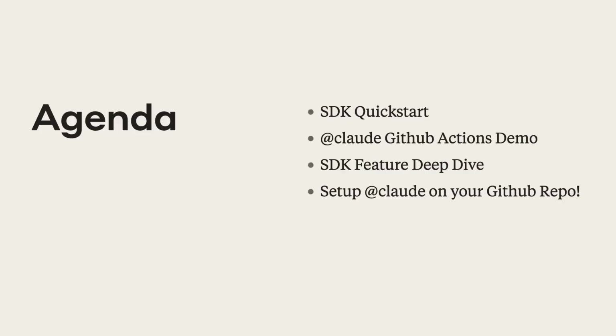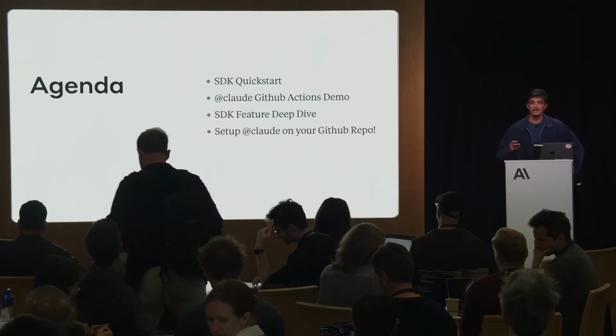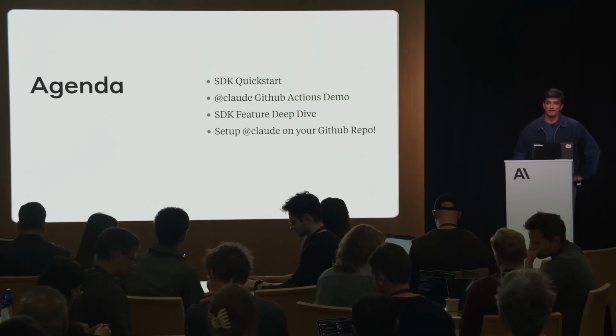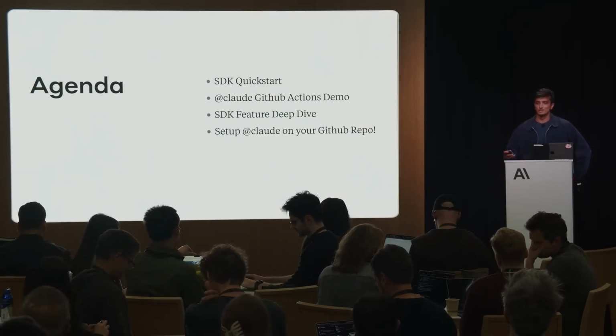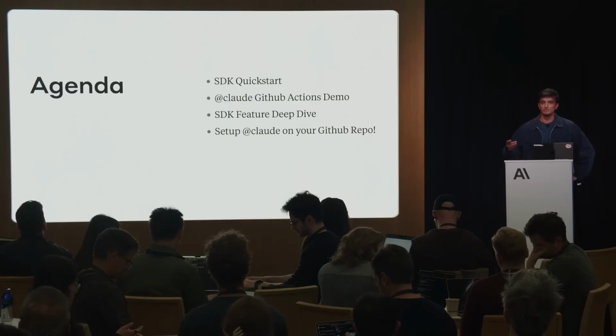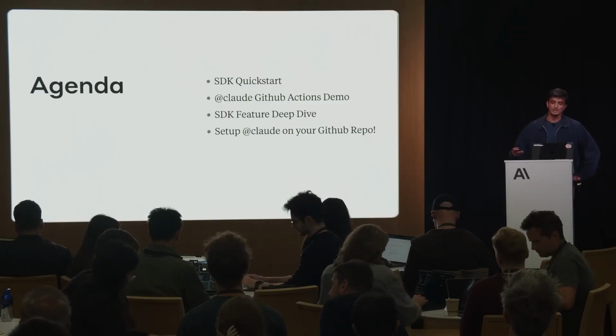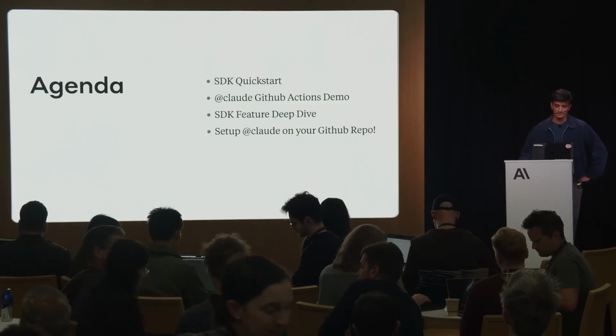Cool, so a little bit about the agenda. We do a quick start for the SDK, just to give some examples of how to get started and how to use the SDK. We will then dive into a live demo of the GitHub Action, which should be fun. The GitHub Action was built on top of the SDK, so it's meant to be a source of inspiration for the kind of things that you can do using the Claude Code SDK. We'll then dive into some more advanced features of the SDK, and then we'll end with having all of you set up the Claude GitHub Action on your repo so you can start using it and build on top of it.